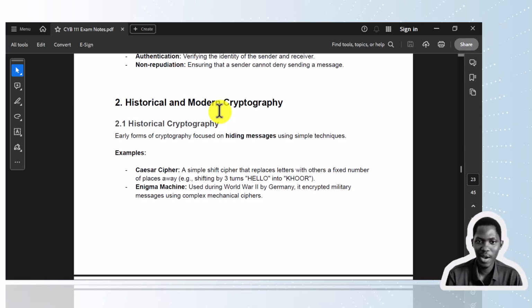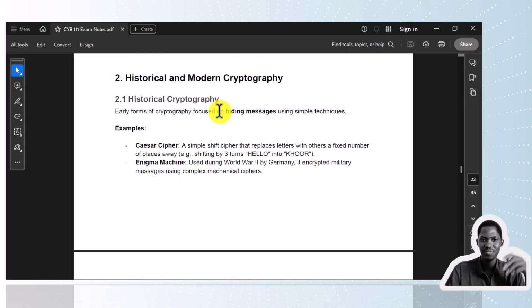And then there is the Enigma machine. The Enigma machine was used during World War II by Germany. It encrypted military messages using complex mechanical ciphers. So this was a little bit more complex than Caesar cipher, you understand? And it was used by Germans in World War II. I think it was later broken.